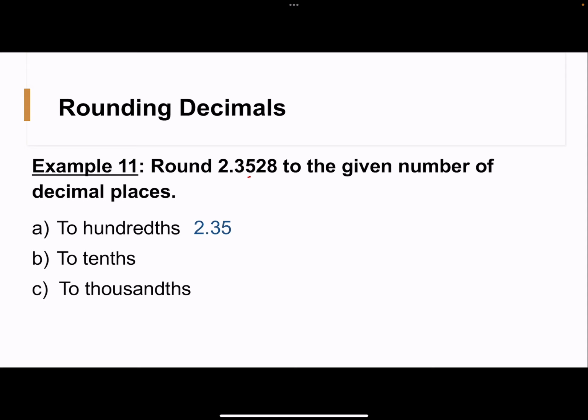If I round to the tenths place, my tenths place is a 3. When I look to the right of that 3, it's a 5. That means I'm going to take that 3 and move it up, so that becomes 2.4. Again, remember, once you round up, or once you stay the same, all the digits to the right become 0. And the last one is the thousandths. So in my thousandths place, I have a 2. So when I look to the right, it's an 8. That's going to make me move that 2 up to a 3. So 2.353.